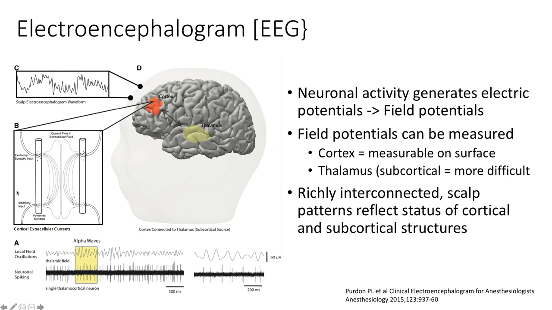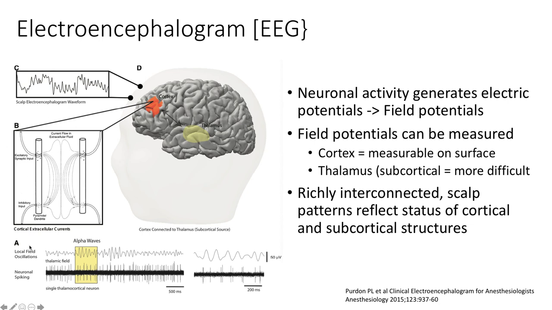However, even though subcortical areas are not that easy to capture, because of the high interconnection between brain regions, the field potential on the cortex does represent the field potential activity of subcortical structures. So the scalp patterns do reflect both regions.